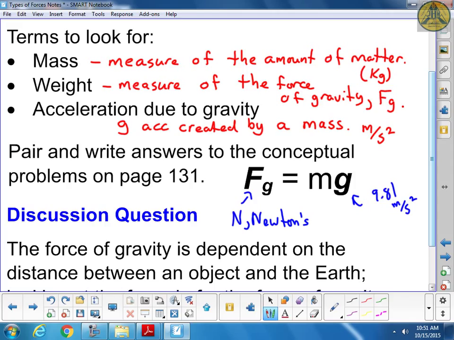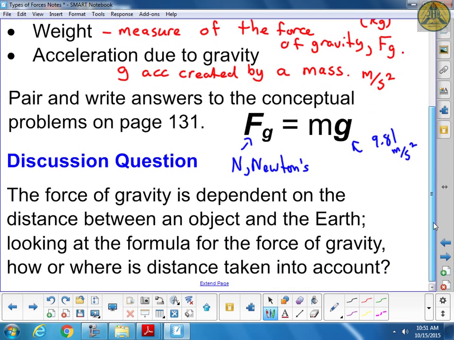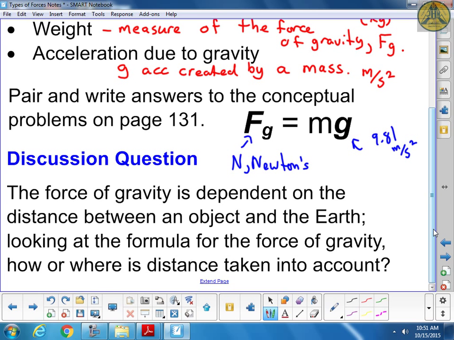So the force of gravity is dependent on the distance between the two objects. You don't have to write all this down. But if you look at the formula, Fg equals mg, there's no distance variable. That distance variable is incorporated into that acceleration due to gravity. The 9.81 is calculated knowing the radius of the Earth, or the average radius of the Earth. So we don't have to worry about how far objects are from the Earth. If there's a difference in acceleration due to gravity, you're going to be given that value. Okay?